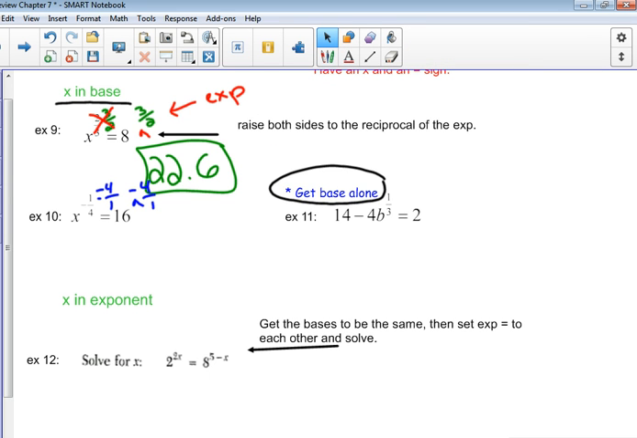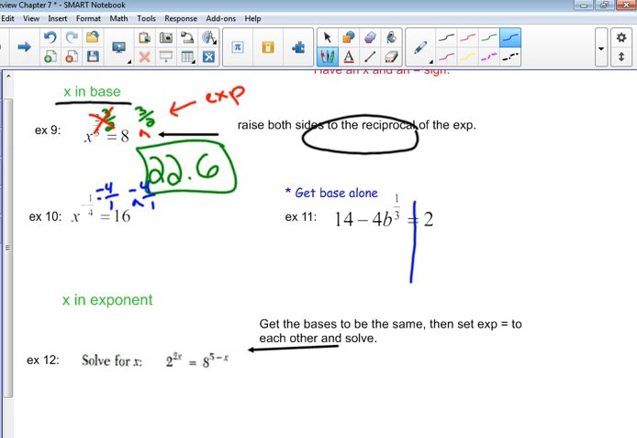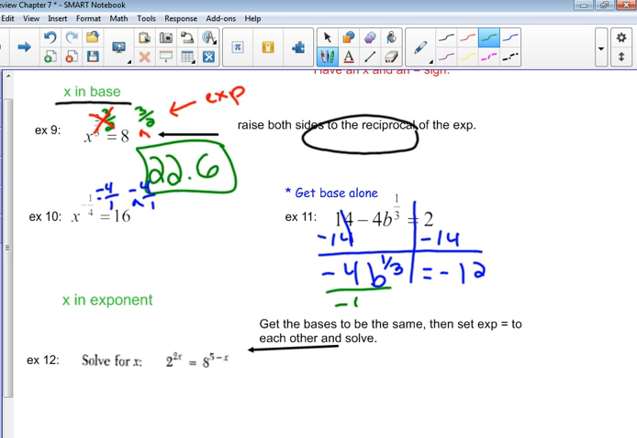Now, this is a tough one. If they give you guys something, I think it'll look like this. Is this part your base alone? No. What do you need to move first? 14, good answer. Always undo addition or subtraction before you undo multiplication and division. So -14. -12, love it. That's going to be divided by -4. Okay, so we have b to the 1/3 equals, and this is going to give you guys a +3.